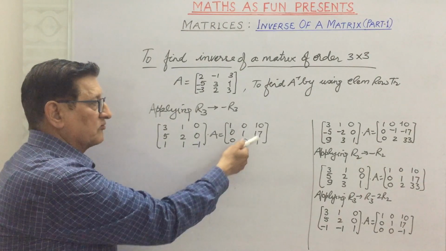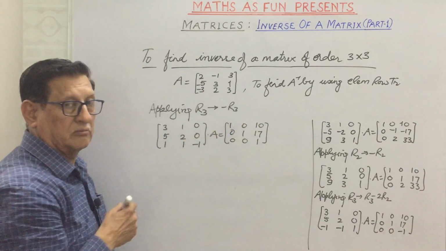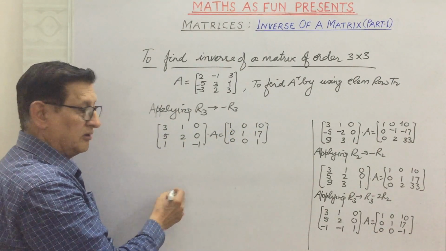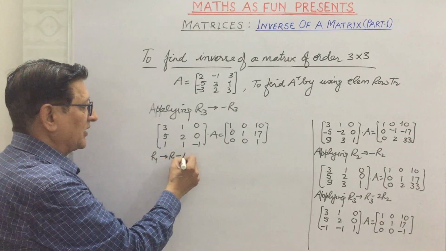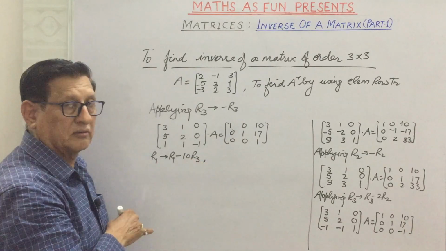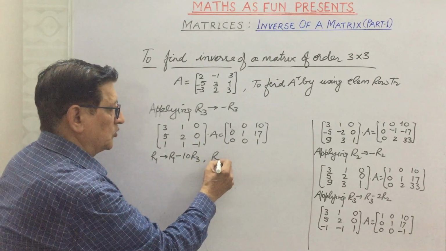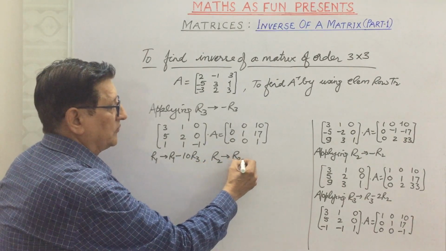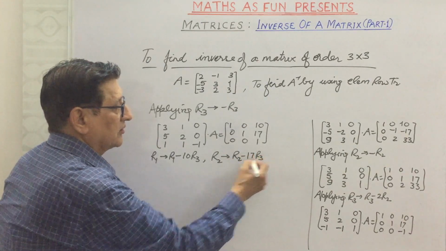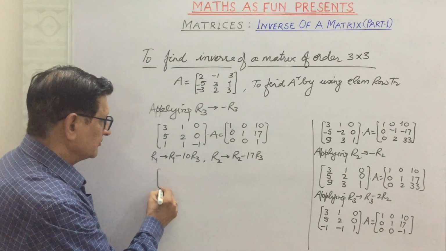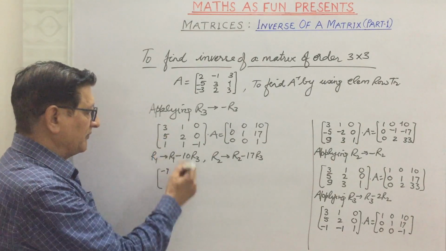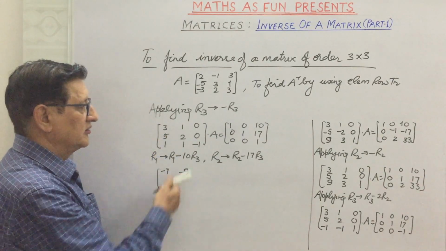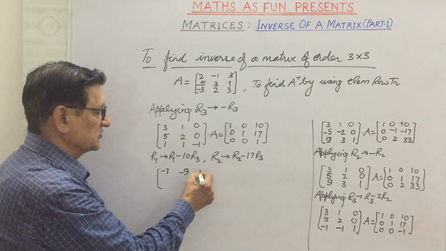With the help of this we have to make these two elements 0 now. And for that what we will do? In R1 we will be doing R1 minus 10 R3. And in R2 we are applying R2 minus 17 R3. What we get here? 3 minus 10 is minus 7. 1 minus 10 is minus 9. 0 minus minus 10 means plus 10.